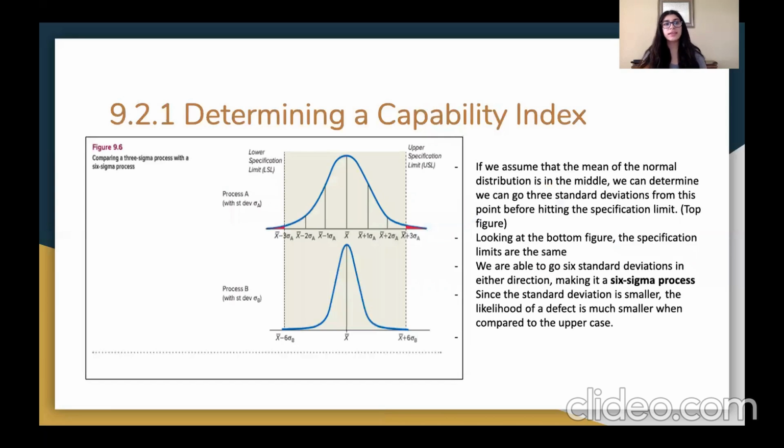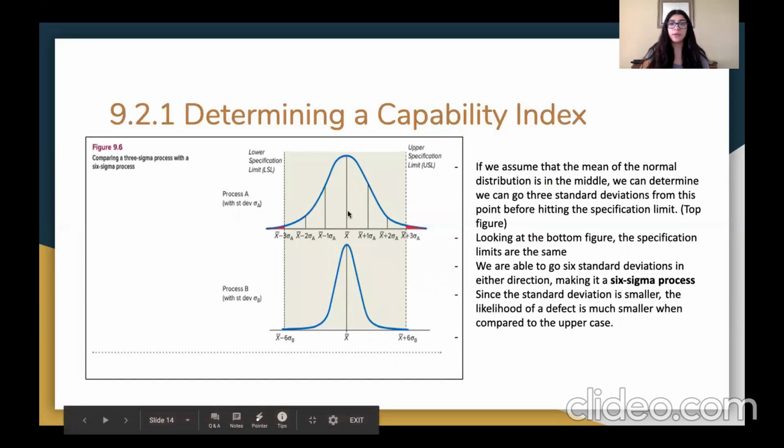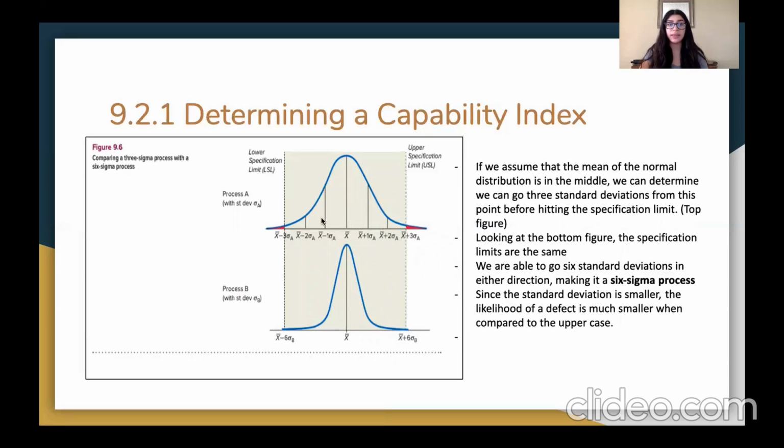Now, to understand the Six Sigma process: if we assume that the mean of the normal distribution is in the middle here, we can go 3 standard deviations from this point before hitting the specification limit. So 1, 2, 3, and 1, 2, 3. Looking at the bottom figure here, the specification limits are the same. However, with this one, we are able to go 6 standard deviations in either direction, which would make it a 6 sigma process. Since the standard deviation is much smaller, the likelihood of a defect is also much smaller when compared to this one.